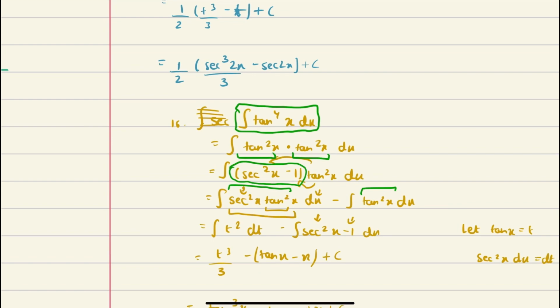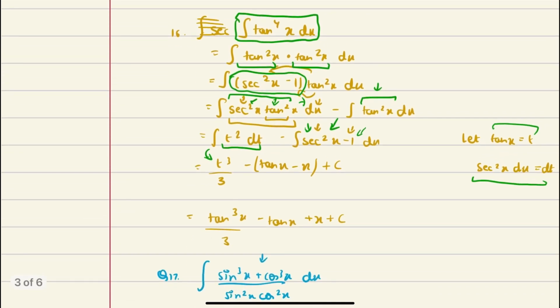Now, as always with a question involving secant and tangent, we want to take tangent to be t. So secant squared x dx becomes dt, and this became t squared. That's what I've written out. For this, we broke it up again into this. In the first integral we use the power rule, so t cubed over 3, and in the second integral we integrated separately since we know both of these integrals. Then we replace the value of t.